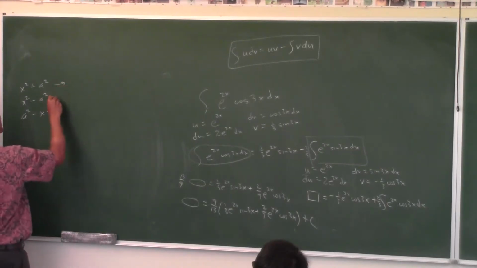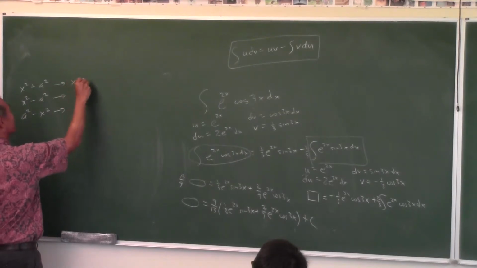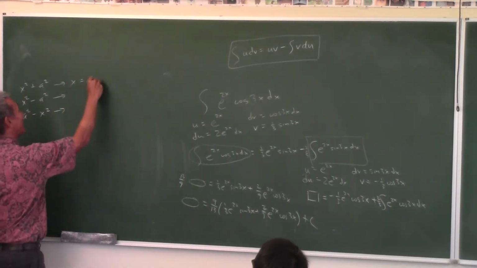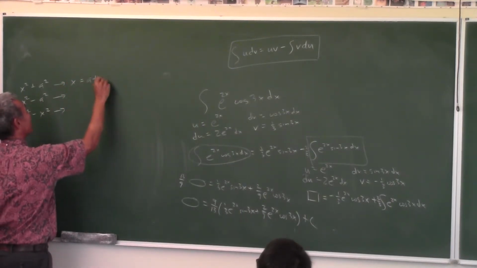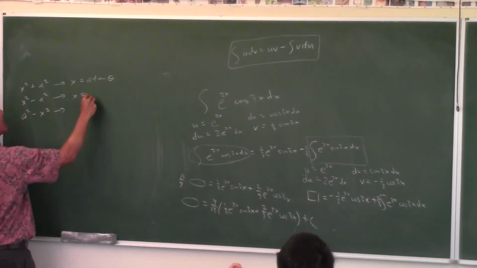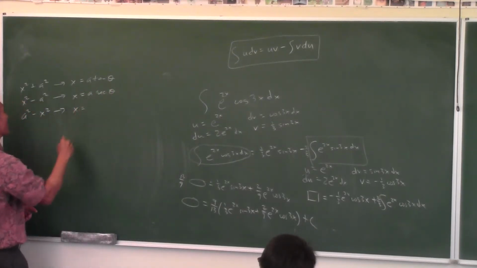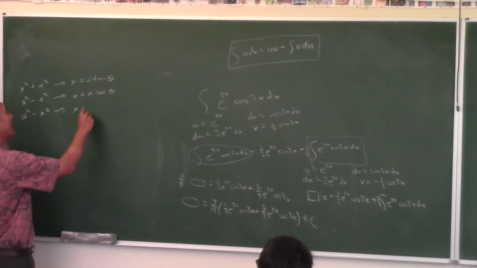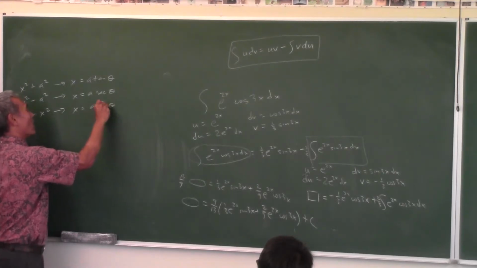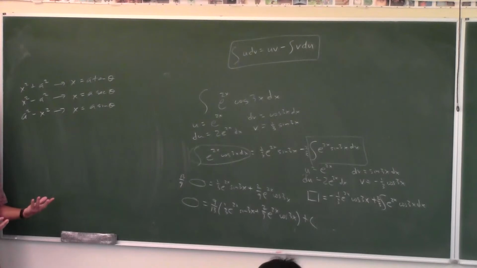So, what substitutions do I do for each one? Do you guys even remember? For the plus one, you would let x equal a tangent theta. For this one, you would let x equal a secant theta. And this one, you would let x equal a sine theta. Now, why do you do that? Because when you make the substitution, you get a trig identity, the Pythagorean identities.